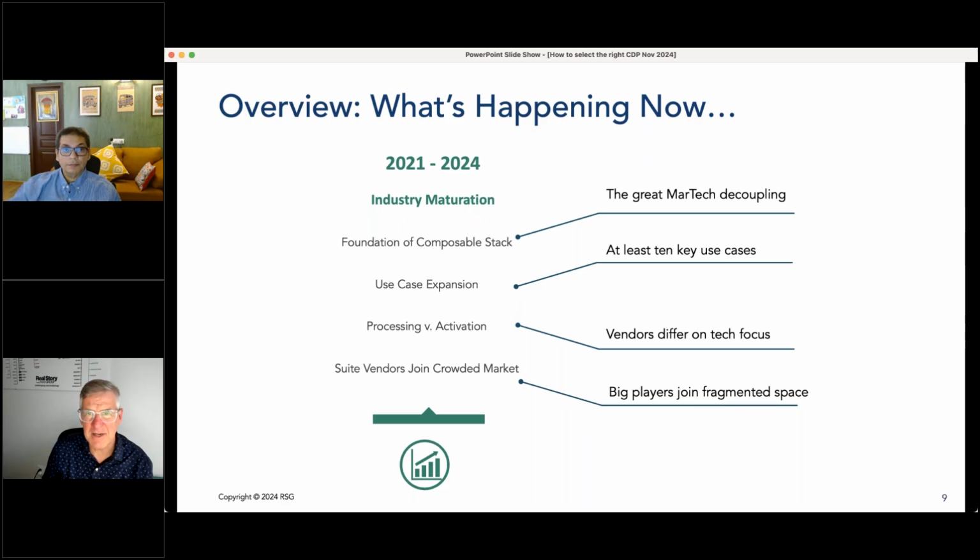And then the other thing that's happened in the last 3 years is that the big suite vendors have joined what is a crowded and maturing marketplace. This would be Adobe, Oracle, Microsoft, Salesforce, Acquia, and others, either building their own or acquiring platforms to belatedly jump into the CDP space.